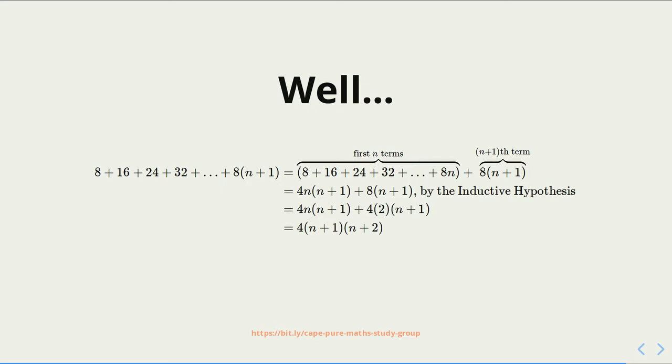And then in the next step, I just factorize the second term, that is 8(n + 1), into 4 × 2 × (n + 1), so that we can clearly see what the factors in common between the two terms are. In this case, the factors in common are 4 and (n + 1), so factorizing, we end up with the expression 4(n + 1)(n + 2), which is what we wanted to prove, so therefore we can conclude that P(n + 1) is true.